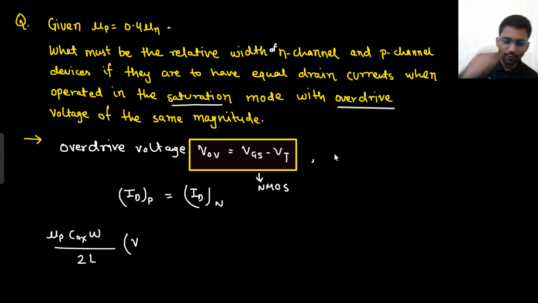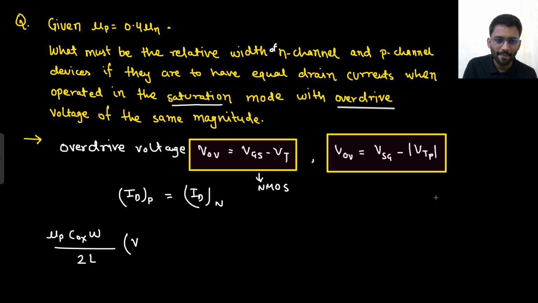And what will it be for PMOS? If we know it for NMOS, we just need to interchange. VGS will be interchanged by VSG, and VT will be replaced by the magnitude of VTP. So this is for PMOS. Here I can write VTN.